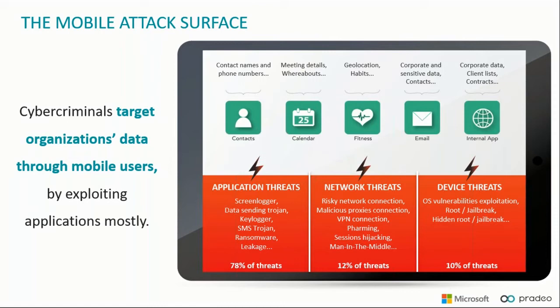So applications represent 78% of the threats. We see that applications are the vectors cybercriminals use the most to infiltrate mobile devices. In reality, each application should be viewed as an iceberg, as the users only know what an application does on the screen, but not what happens in the background.